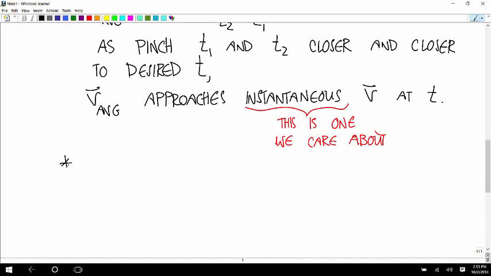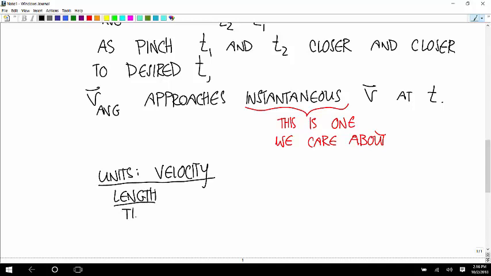There's a couple of things to notice about the velocity vector. Oh, sorry, before I do that, let's do the units. All the units are the same as they were in 1D. So the units for the velocity vector are always going to be length over time, and if you're using SI units, meters per second.